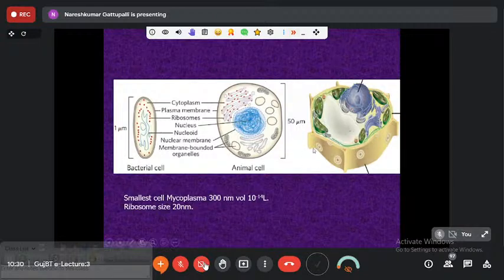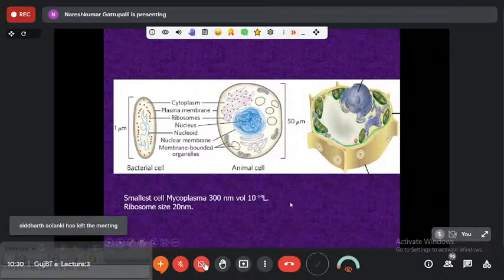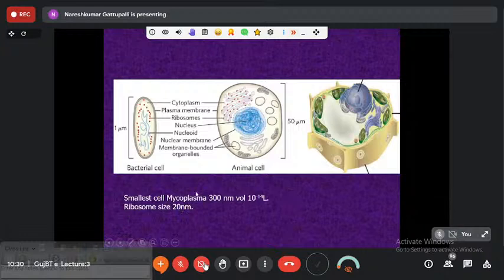And what we know is that the smallest bacterial system is Mycoplasma, which is about 300 nanometers in size, and its volume is something like 10 to the power of minus 14 liters. See, the ribosome size is 20 nanometers. So bacterial cells are very small, with respect to the molecular constraints responsible for making them.